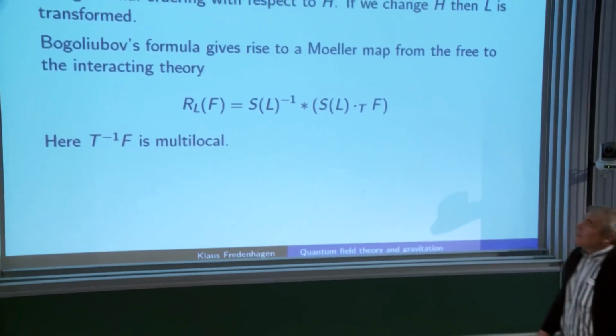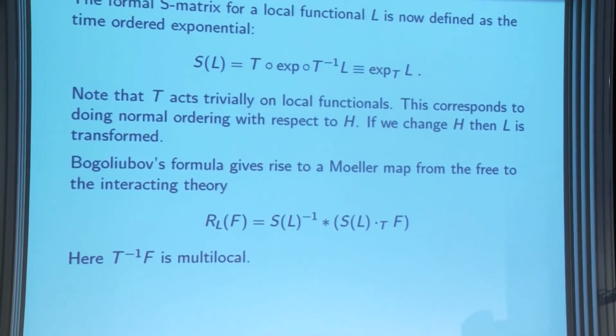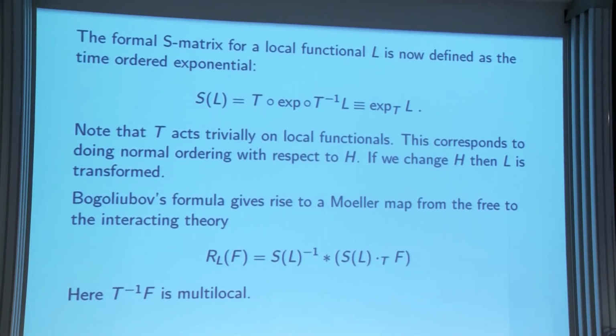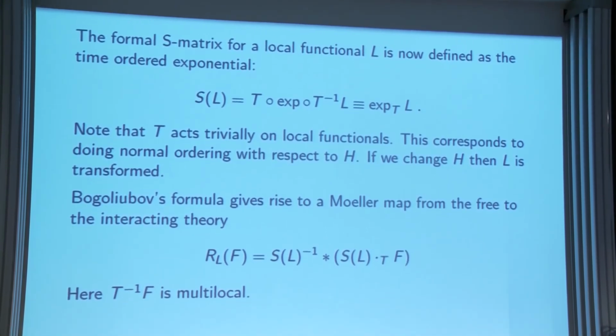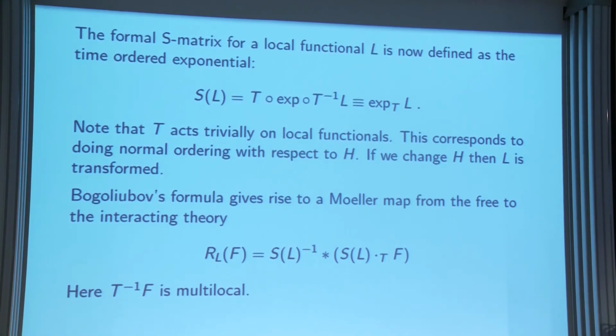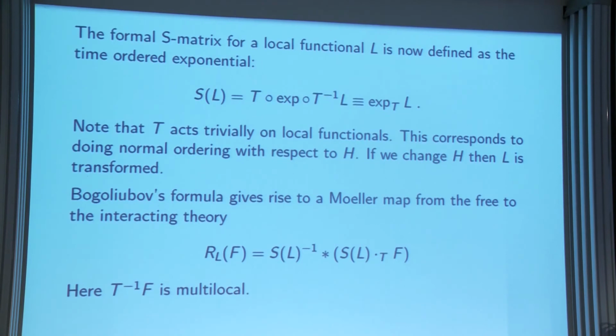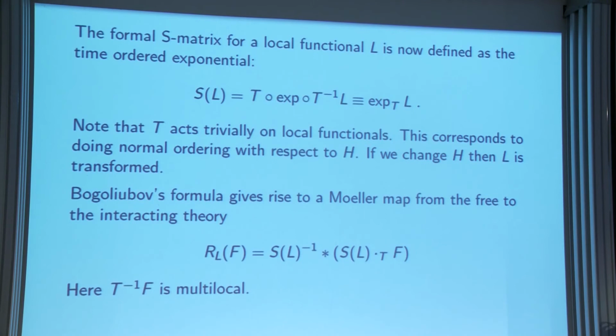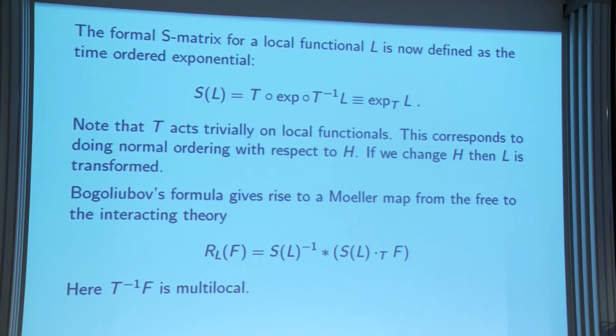Then we can define the time-ordered exponential, which is just the exponential series composed with this map T. And by definition, T acts trivially on local functionals. This means that we define our functionals in the normal ordered form related to H. So if we change H, then we also have to change our functionals.